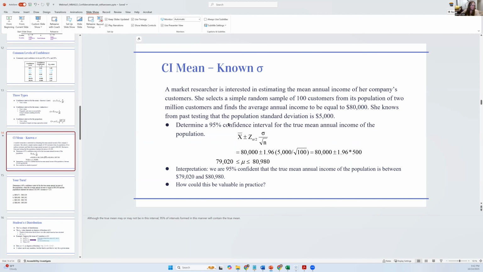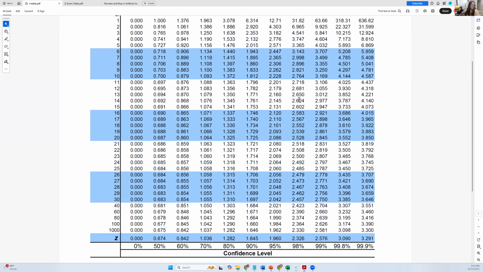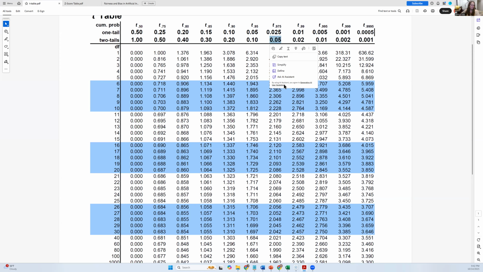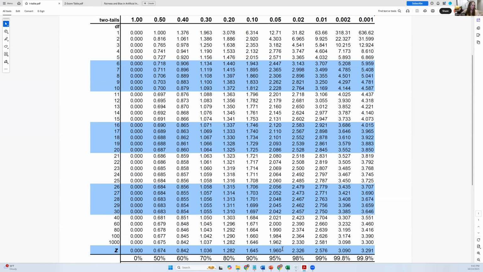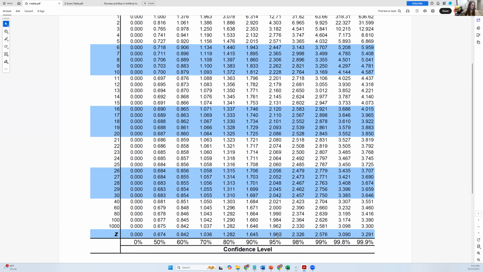So for a 95% confidence interval for a two-tailed test, 95% two-tailed, 0.05, right? Why 0.05? Because 1 minus 0.95, remember it's a 95% confidence interval, is 0.05. So this is the proportion that's not covered under the curve, 5%. 95% and 5% is 1. So you go down here, and you can use 1.96.